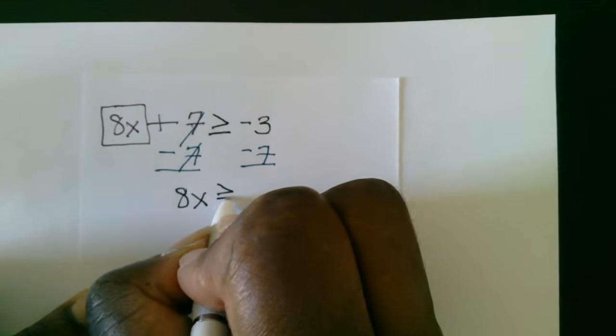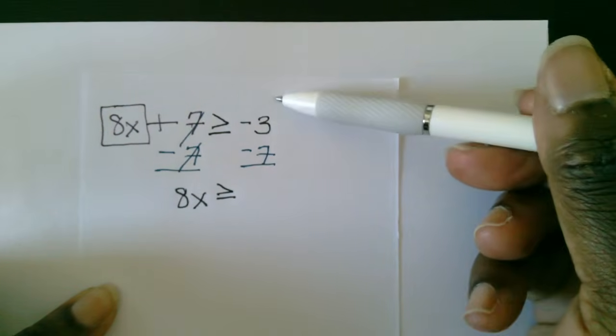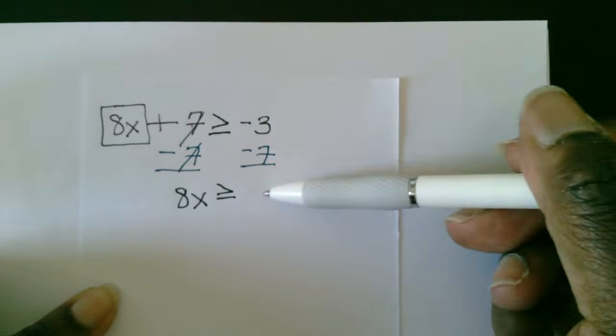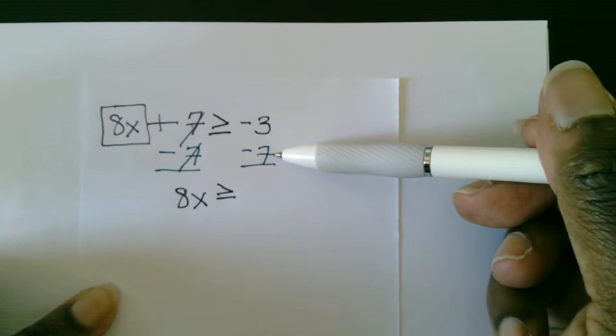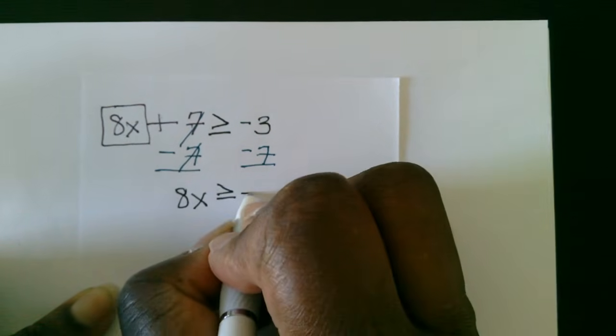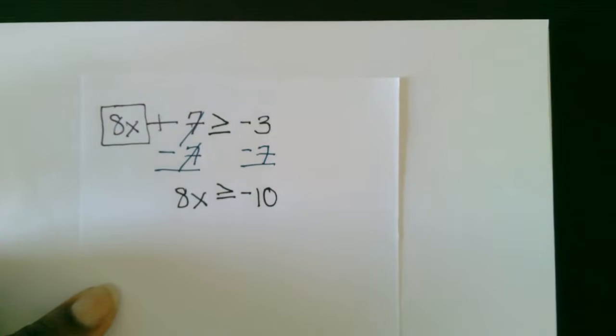The greater than or equal to sign comes down, then the -3 and the -7. I'm going to combine them. When I combine, I add. So that means I have a -3 plus a -7. I'm just putting myself deeper in debt. So that will give you your -10.